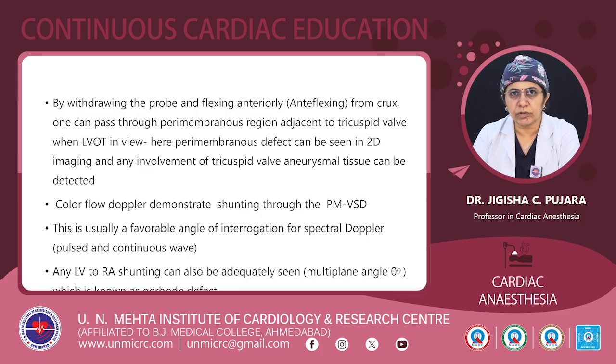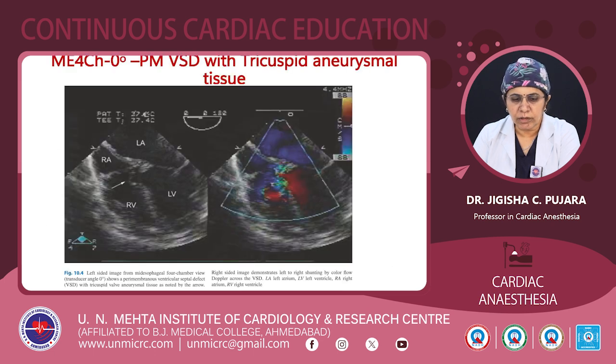At multiplane angle 0 degree, this is known as the Gerbode defect. Here you can see the mid-esophageal four-chamber view at 0 degree, with the perimembranous VSD nicely visualized, and tricuspid aneurysmal tissue. So you have to do the color Doppler as well. Compare with this: many times the VSD is large enough but covered by some tricuspid tissue in the case of a perimembranous VSD, but color flow shows the large defect.